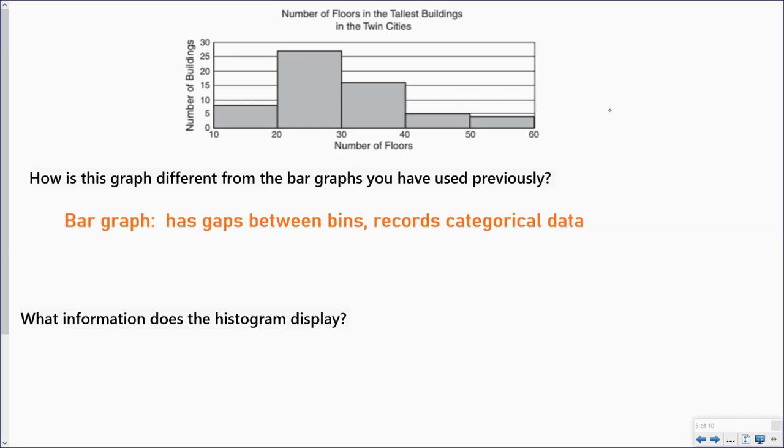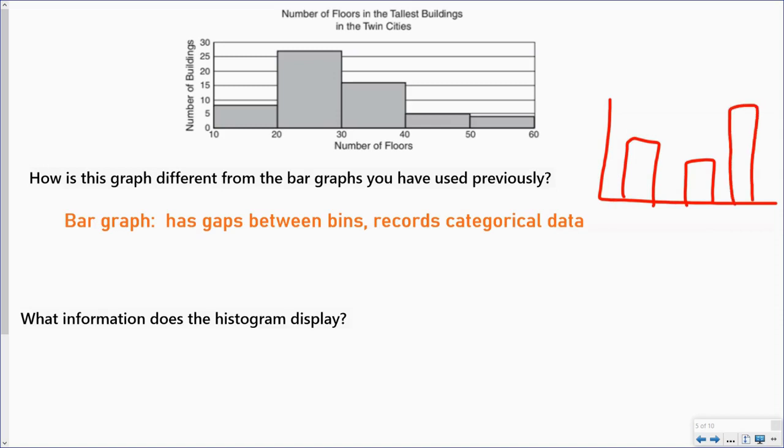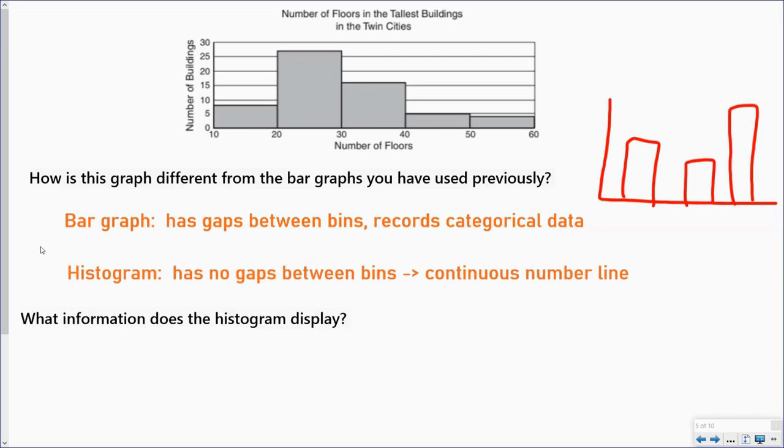And a bar graph looks more something like this, where I've got a bin here, and I've got one category. I've got a bin here, got another category, bin here with another category, but there's spaces and each bin represents a specific category. Whereas a histogram has no gaps between the bins, it's on a continuous number line. So if I look up here and see that on my x-axis, the numbers just go continuously. There's no blanks, there's no spaces. The bins are touching right next to each other. So it's continuous.